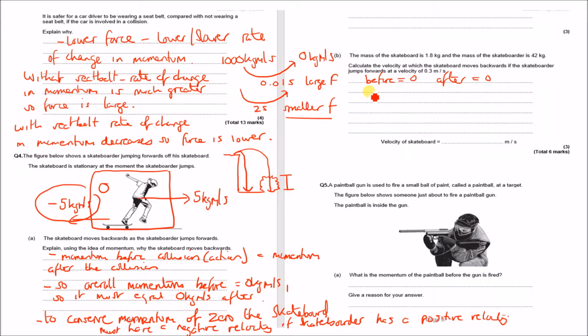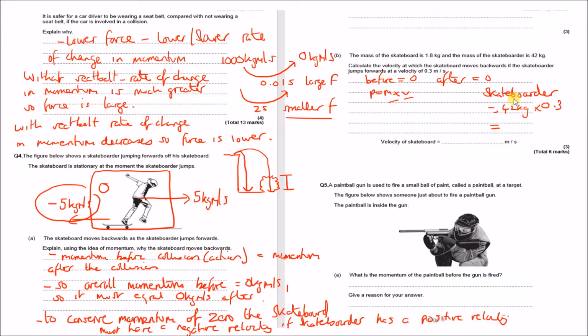Okay, so we know our equation is P equals m times v. If the mass of the skateboard is 1.8 and the mass of the skateboarder is 42, it says calculate the velocity at which the skateboard moves backwards if the skateboarder jumps forwards at 0.3. So we can do the skateboarder because we have all the information we need. We have the mass and the velocity. So the skateboarder is 42 kilograms, I'm going to times that by his velocity of 0.3.